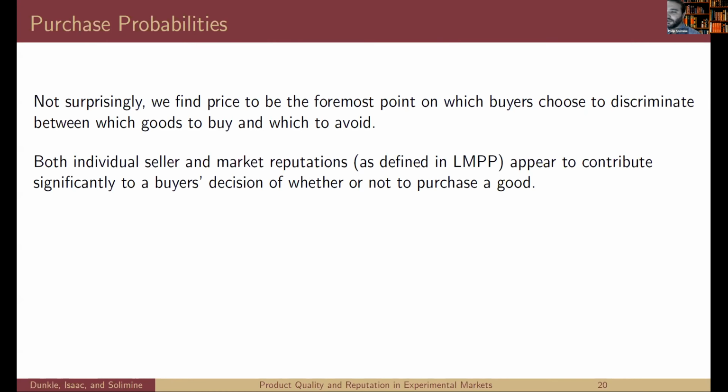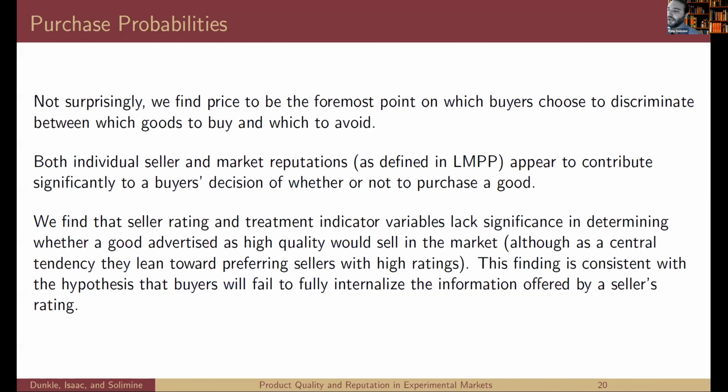Both the individual seller and the market reputations, which is the collective number of supers that have sold in the market, appear to contribute significantly to a buyer's decision of whether or not they want to continue purchasing goods. And we also find that seller rating and treatment indicator variables are not significant, which is kind of surprising, in determining whether or not a good advertised as high quality would sell on the market. Although of course in central tendency, they lean towards preferring sellers with high ratings. Really what's more significant is their individual seller reputation, or what we call the plot reputation, which is the number of super high quality goods that the seller has individually sold up to this point.